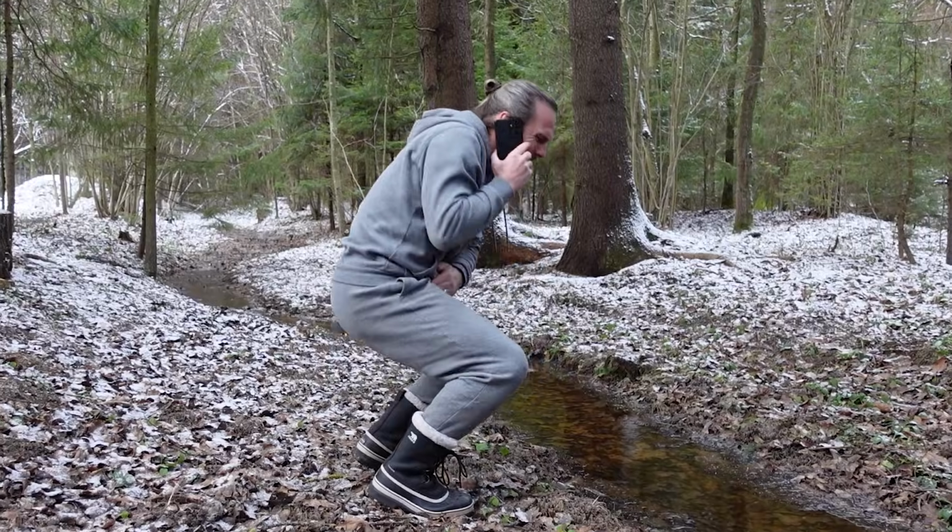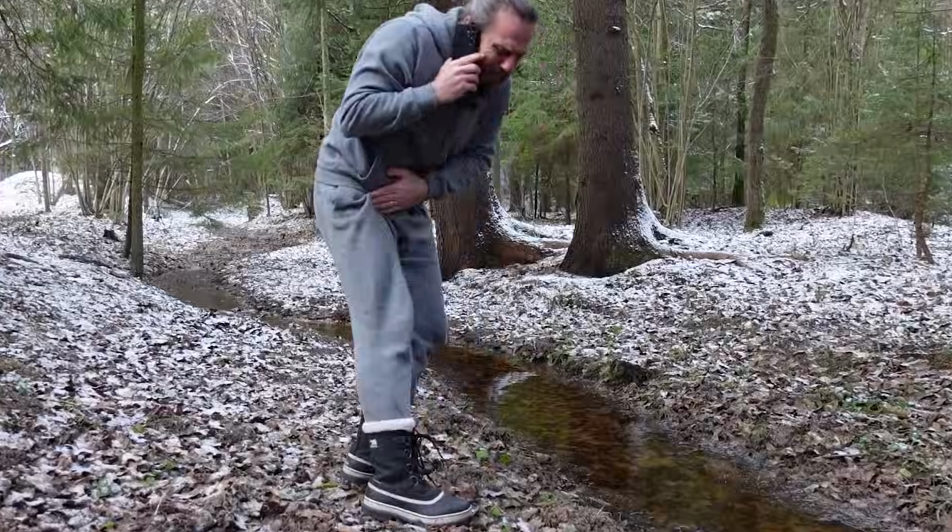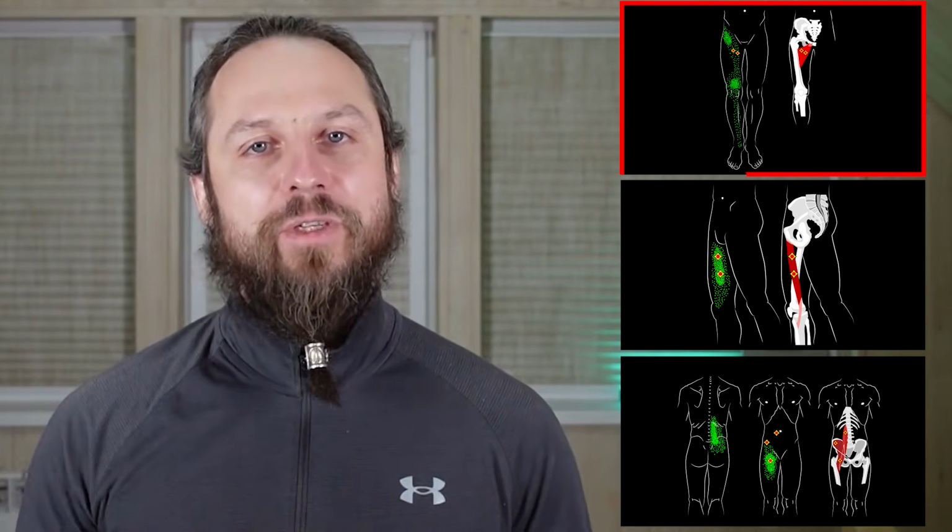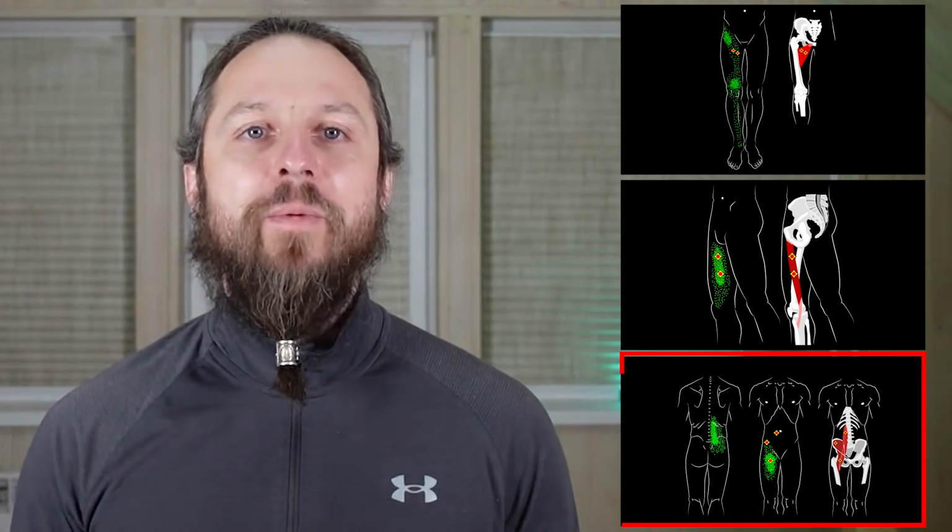Trigger points in the pectineus muscle are rarely found in isolation and often occur alongside trigger points located in functionally related muscles: the long, short, and large adductor muscles, the gracilis muscle, as well as in the iliopsoas muscle. You can find detailed reviews on these and other muscles in this playlist.